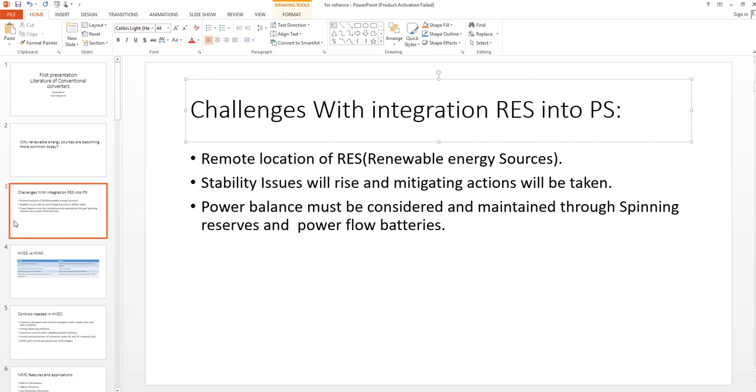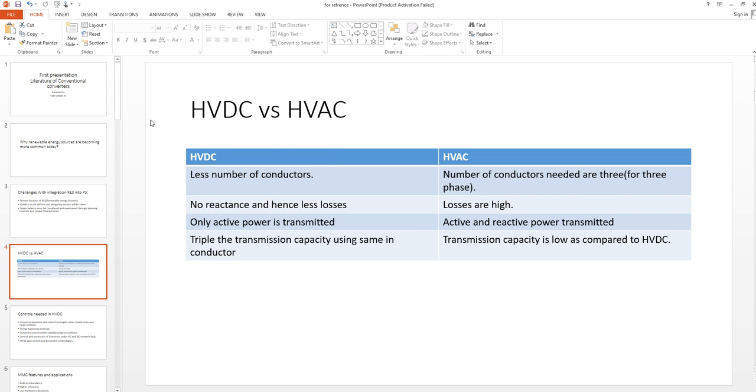Okay, since these renewable energy sources are very far away from the residential area, we need a very efficient way of transmitting power from a remote area to the residential area. So we have two types of transmission: HVDC transmission and HVAC transmission. If we see, HVDC has many advantages as compared to HVAC.